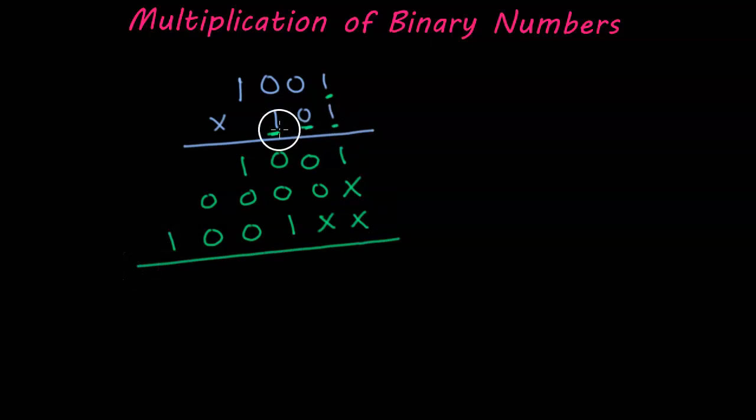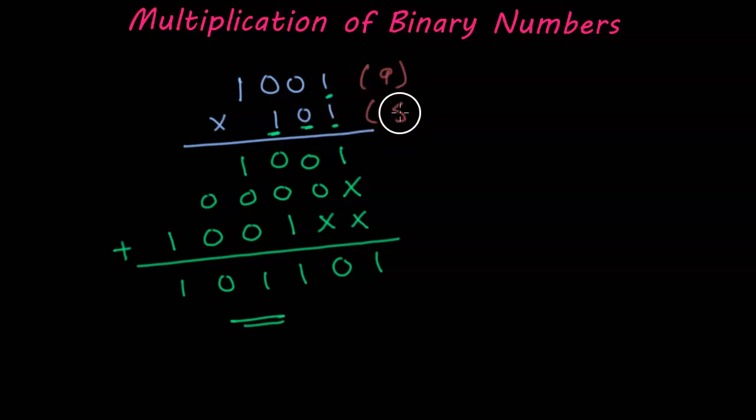After you have multiplied the digits, you add them together in columns. So 1 is 1. 0 plus 0 is 0. 0 plus 0 plus 1 is 1. 1 plus 0 is 1. 0 plus 0 is 0 and 1 is 1. And there is my answer. To verify if what you have done is correct, 1001 in decimal is 9 and 101 in decimal is 5. And 9 into 5 is equal to 45.